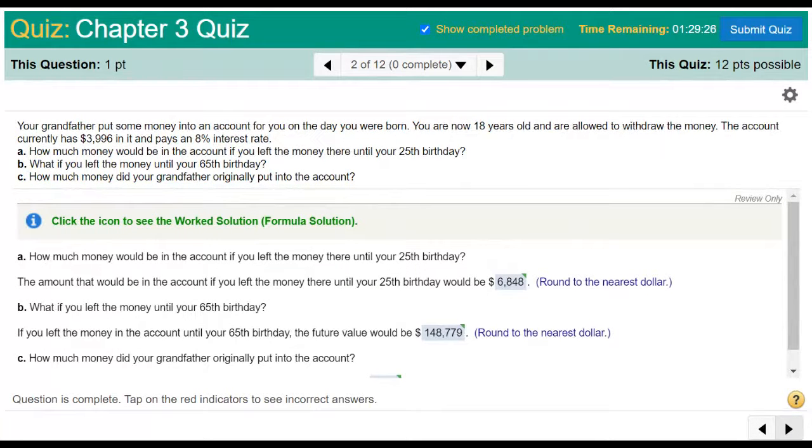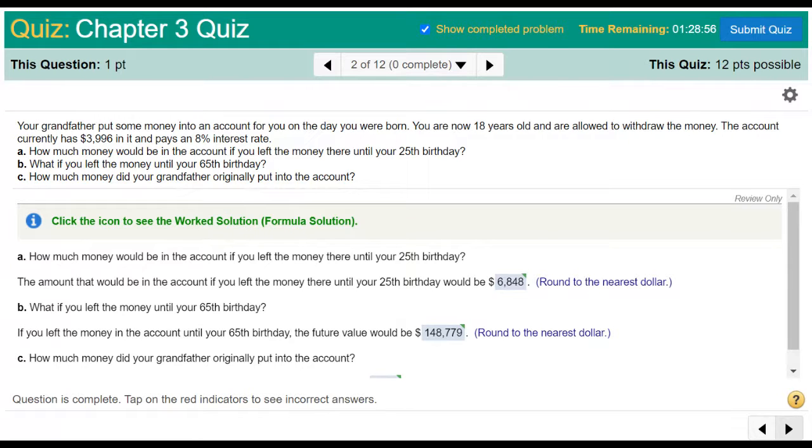Your grandfather put some money in an account for you on the day you were born. You're 18 years old and allowed to withdraw the money. The account currently has 3,996 and it pays 8%. How much money will you have in the account if you leave it until you're 25? So here, N equals 7.